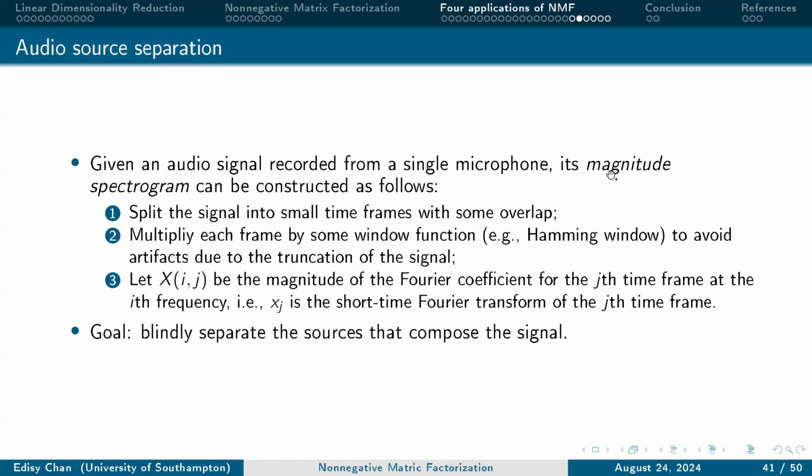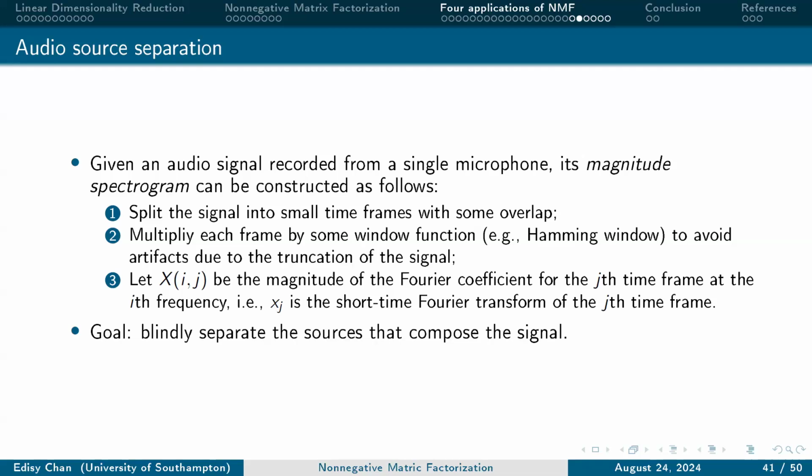Anyway, the magnitude spectrogram can be constructed in the following way for that kind of audio signal. We split the signal into small time frames with some overlapping, usually 50% overlap, and then we multiply each frame by some window function, for example the Hamming window. Because we truncate those signals, we would like to avoid the artifacts due to the truncations. And then we take the Xij to be the magnitude of the Fourier coefficients.